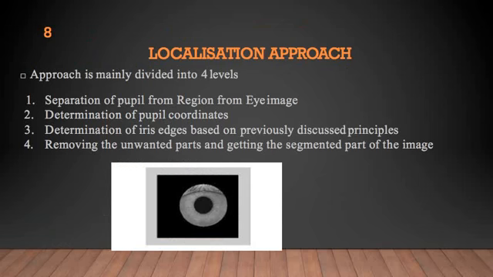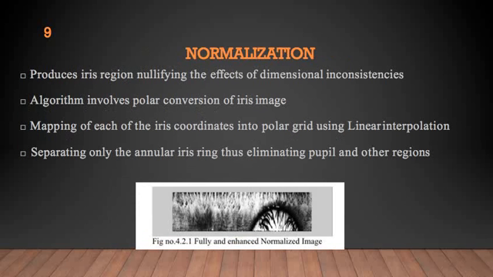Now, localization. Localization is in itself divided into four levels. The first one is separation of the pupil from the region of the eye image, and determining the pupil coordinates, determining the iris edges based on previously discussed principles, and finally removing the unwanted part and getting the segmented part of the image. Let's begin with the normalization.